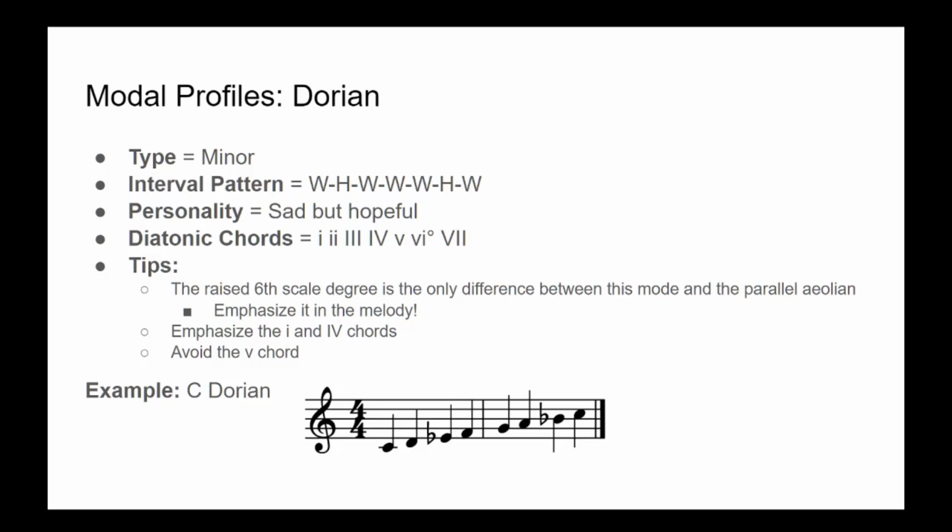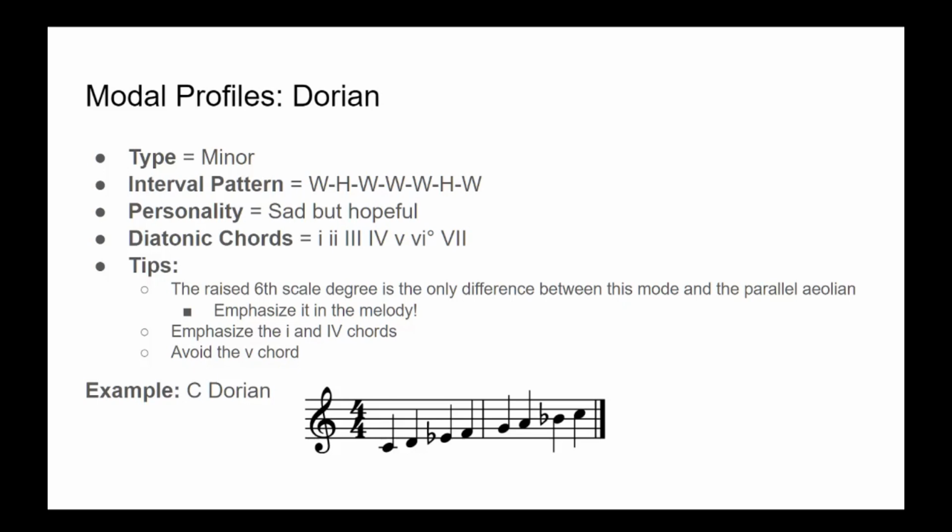Now, the only thing that keeps the Dorian from being a full-on minor scale is the raised 6th scale degree. This is the characteristic note that gives it the optimistic feeling that a minor scale is lacking. When writing a melody, it's useful to take advantage of this raised 6th to make sure that your melody sounds like it's written in the Dorian mode.